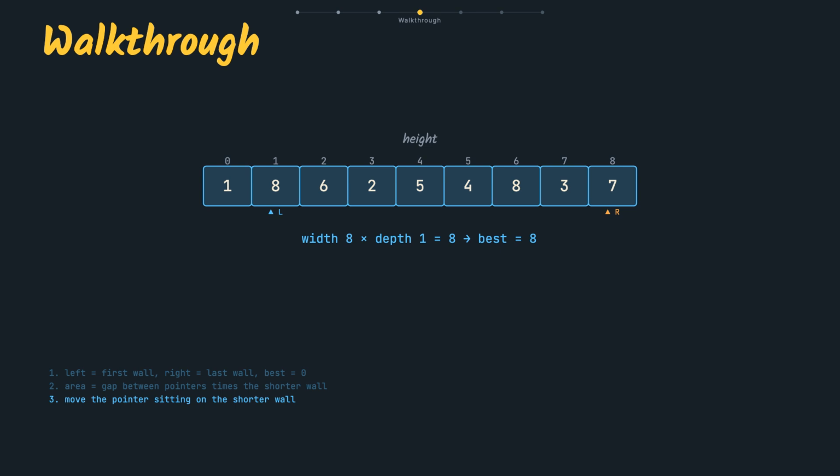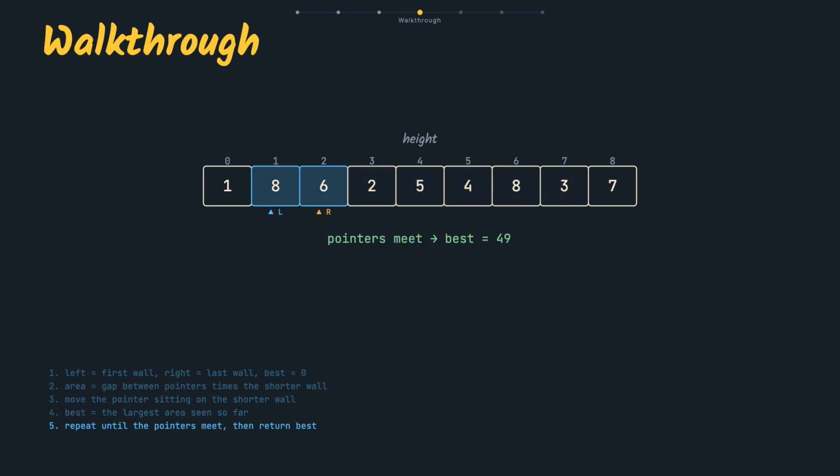The left pointer jumps forward onto the wall of height 8. Now the gap is 7, and both walls are tall. The shorter side is 7. 7 times 7, 49. A new best. Now the right wall, height 7, is the shorter one, so we move it inward. The right pointer steps back onto a wall of height 3. The gap is 6, and the shorter wall is only 3. That makes 18. Smaller than 49, so our best stays put.